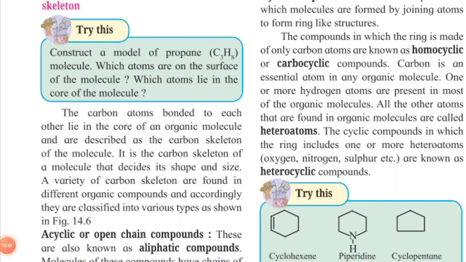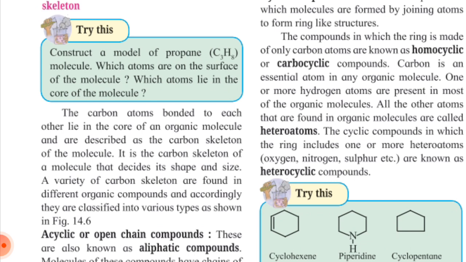Try this. Construct a model of a propane CH3CH2CH3 molecule. Which atoms are on the surface of the molecule, and which atoms lie in the core of the molecule? The carbon atoms bonded to each other lie in the core of an organic molecule and are described as the carbon skeleton of the molecule. It is the carbon skeleton of a molecule that decides its shape and size.